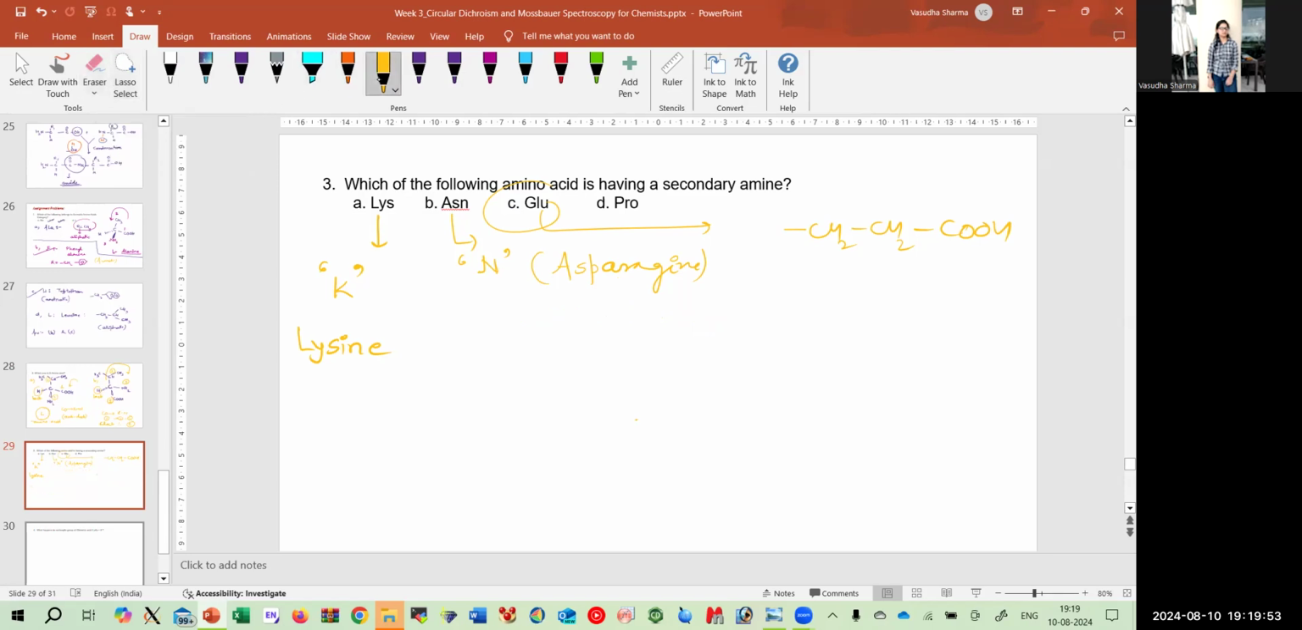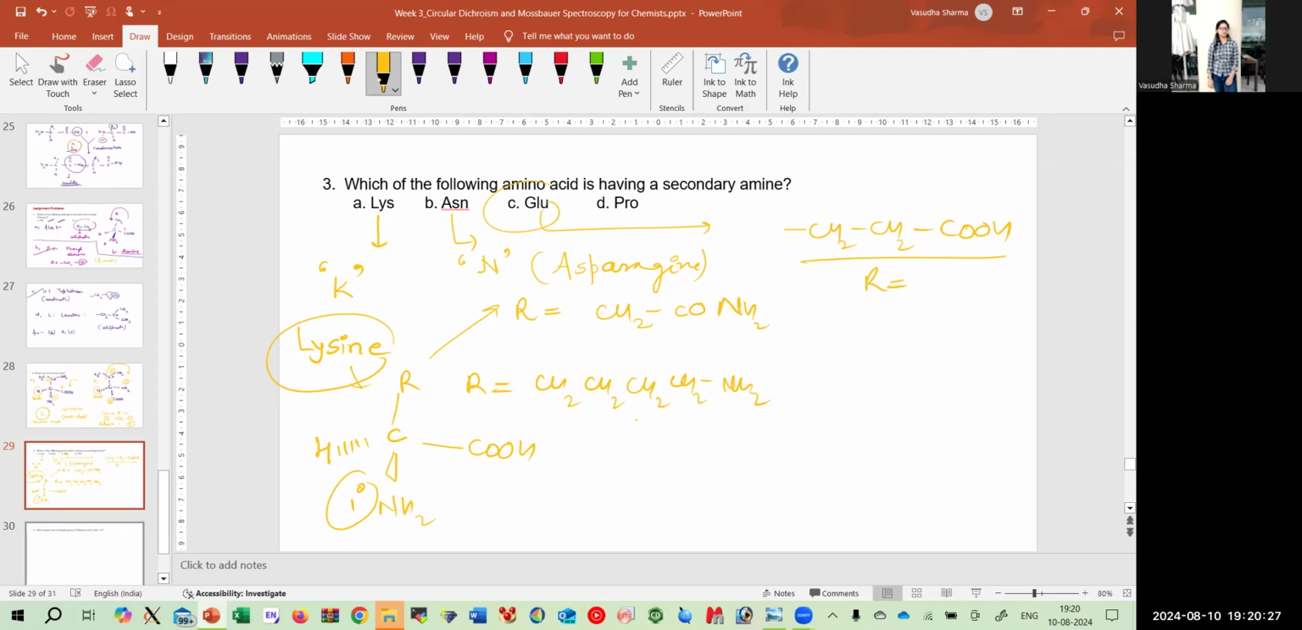So in this particular case, we have lysine, we know. So if we have H, C, NH2, COOH, this is a primary amine, and we have whatever the R group is there, and R equals CH2, CH2, CH2, 4 times CH2 and NH2. So this is the lysine. In case of asparagine, R is your CH2, CONH2, and in this case, this is your R. But in all the cases, this is primary amine.